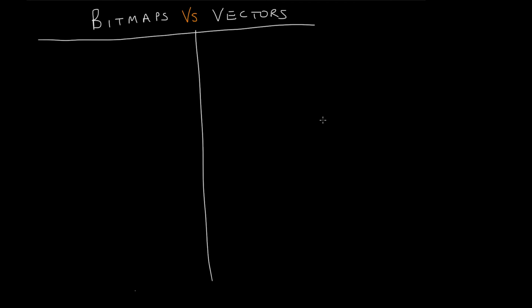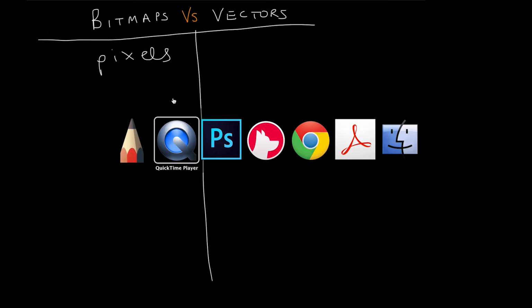So if we start with bitmaps, you're probably most familiar with bitmaps through taking photos, perhaps on your phone or your digital camera. And bitmaps are essentially made up of pixels, which are the square units on your screen or your tablet screen, whatever screen you're using, your laptop or your phone. So let's have a look at an example of a pixel image.